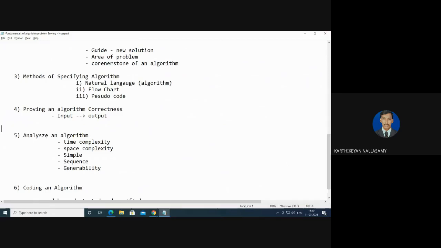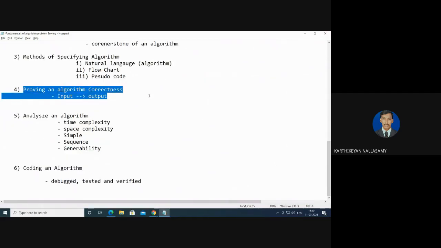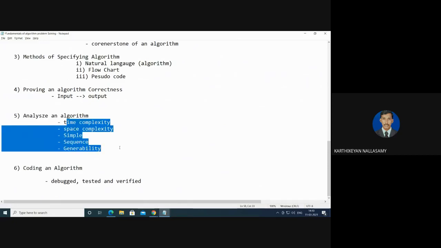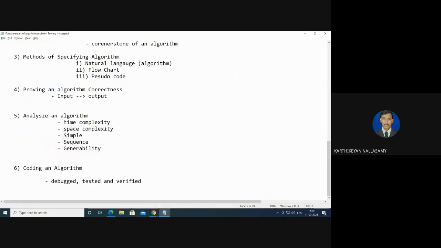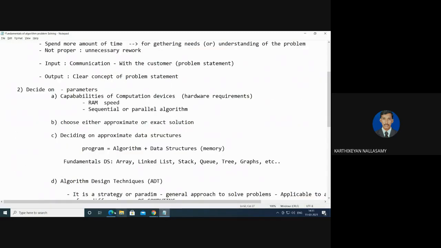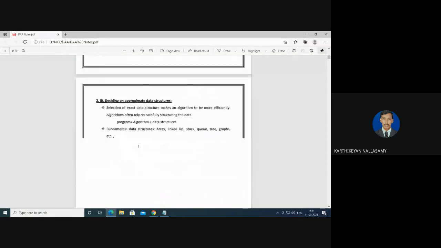Once the algorithm is proved to be correct, I am going to analyze it with the algorithm complexity. With the help of time and space complexity, there are 5 different factors we have for analysis. In that, time and space complexity are very important for analysis. Once that is over, and if we find that the algorithm is good, then it will be implemented with the help of any programming language. Once it is implemented, it will be debugged, tested, and verified. Now I can showcase the diagrammatic representation for this.